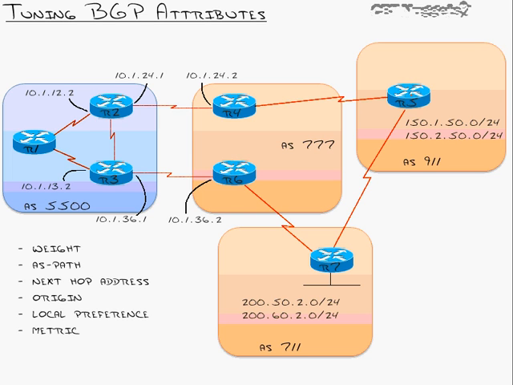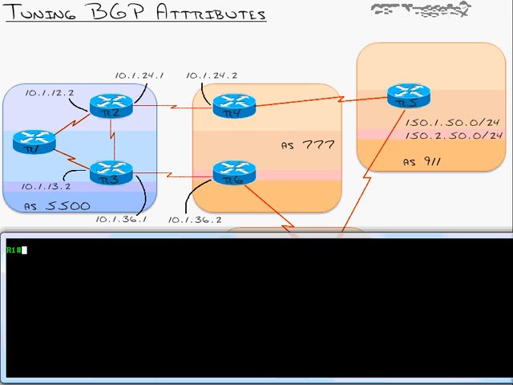Now over here on router 5, that's just some router in autonomous system 911. At the bottom is router 7 in autonomous system 711. And you can see I've got some networks that each autonomous system are advertising. Router 7 in autonomous system 711 is advertising these networks. 911 autonomous system is advertising these networks. So let's bring the focus back to router 1.